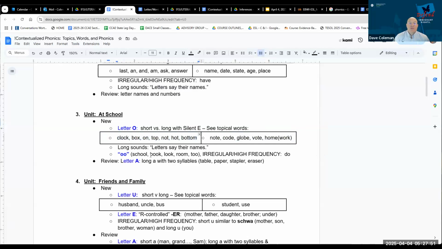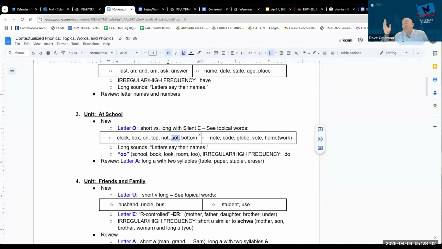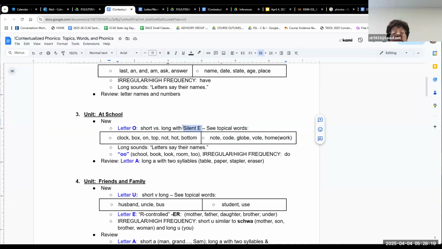So do these words mostly seem like they're tied to the unit topic at school? Yes, mostly. Maybe hot, I don't know. It's a questionable one, but it's really hot, right? But then you can notice that these are all what? What's the same about those? Yeah, these are all the long O with silent E.